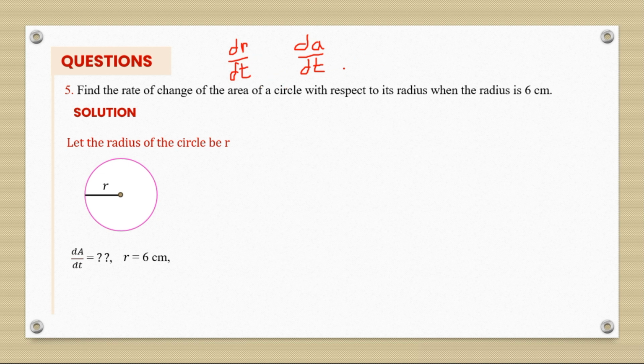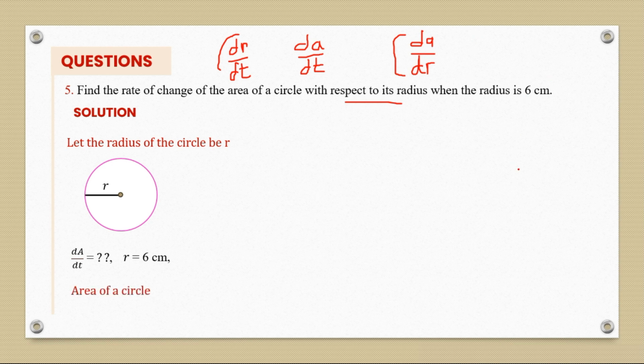So now the best thing that's going to happen is, since we don't know the rate of change of the area, all we're going to be looking for is a formula that just connects the two rates of change. So we should just be looking for dA/dr. So this is a unique case. That means the rate of change of the area of a circle with respect to its radius is simply saying we want dA/dr when the radius is 6 centimeters.